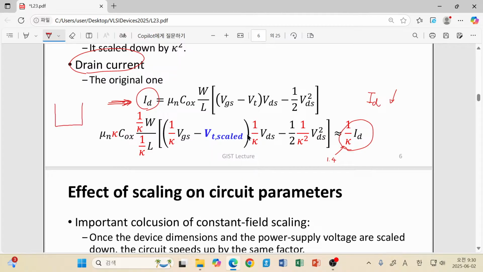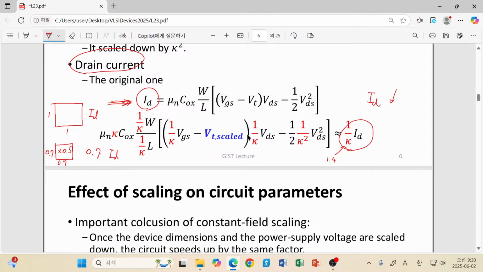Previously you had a certain device, and now your device is scaled down in this way. Previously 1, and now it becomes 0.7 and 0.7. So area is scaled by a factor of 0.5. But now current is scaled down by 0.7. Previously you had ID, and now you have 0.7 ID. Oh, our device now becomes weaker than the previous case.